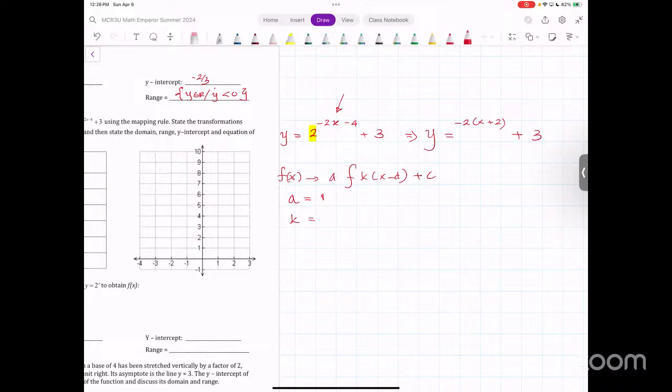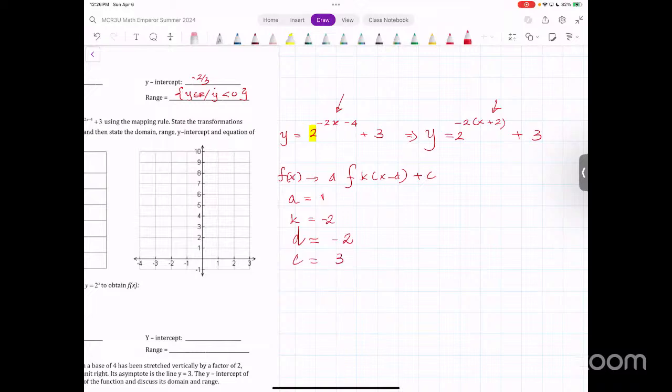So when I take the -2 out, what is the K value? Hold on, let's write the 2. What is the K value? -2. What is the D value? 2. -2, when this is positive. What is the C value?